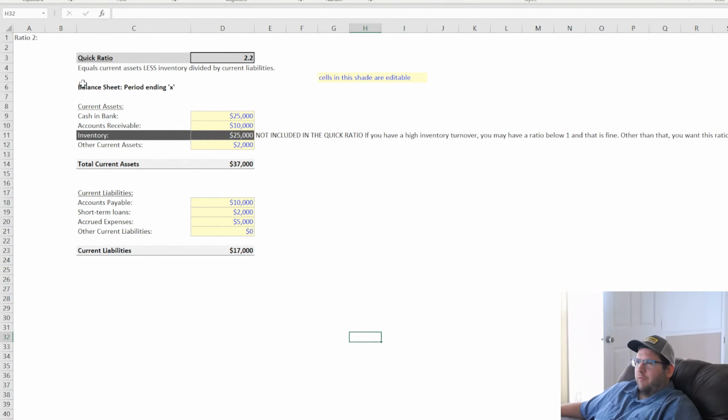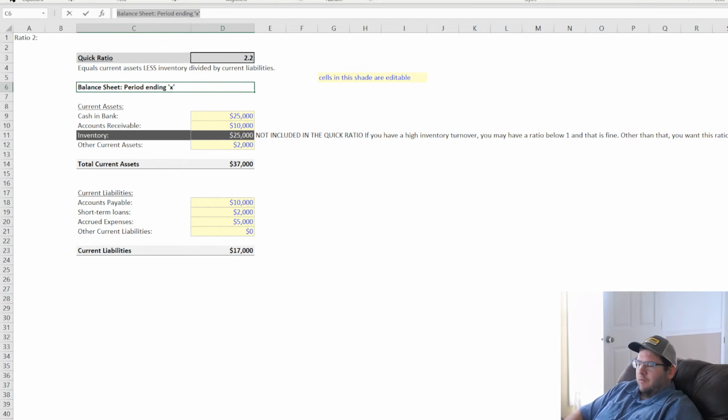Still good though. If you have a business that you're running, this stuff is going to be important to look at. And especially if you're trying to get money from a bank or something, they're going to look at all this. I'm going to put changes to sourced from balance sheet.